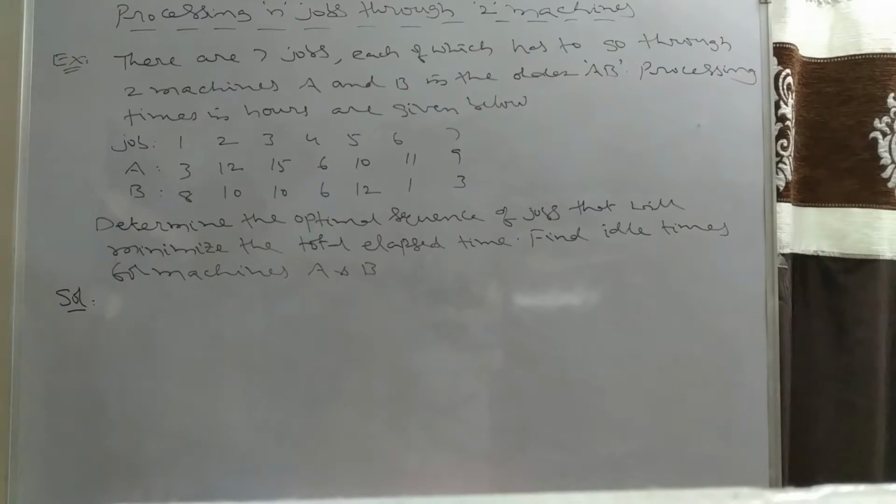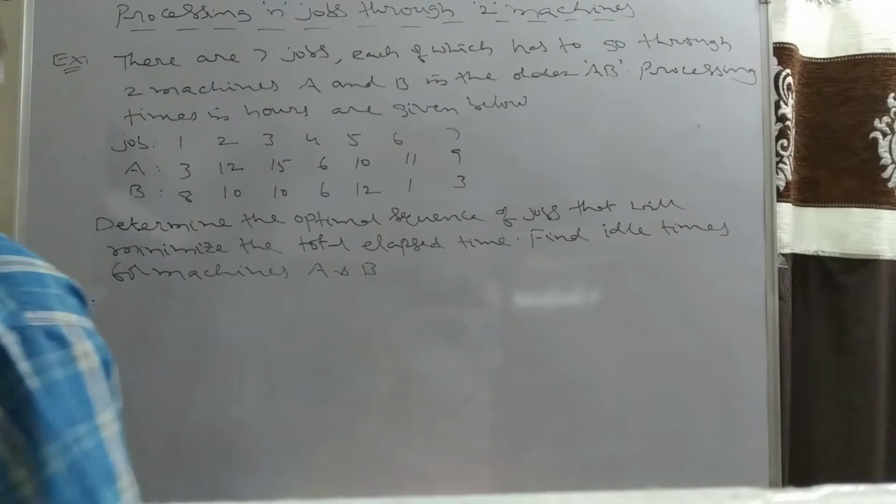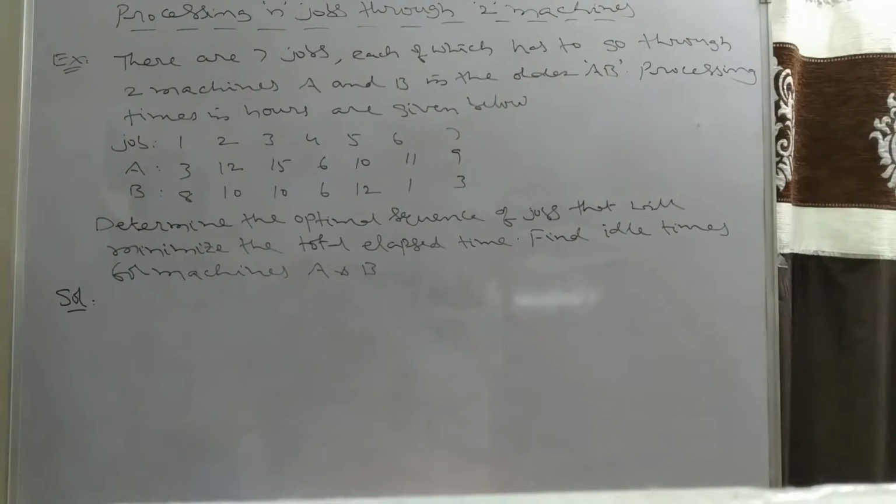Now we have to determine the sequence of jobs, that is the order of jobs, that will minimize the total elapsed time. Total elapsed time is the time taken to bring out all these 7 jobs, processing through two machines A and B. That is called the total elapsed time, and it should be minimized. So a sequencing problem is also a minimization problem. Next we find idle times for machines A and B. Idle time means the time for the machine at which it has no job to process.